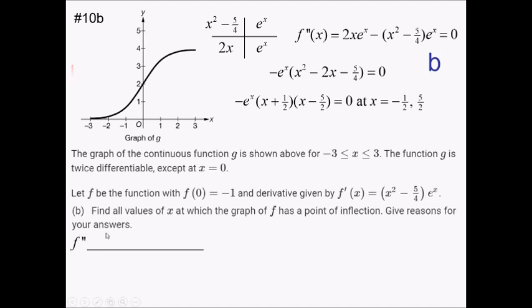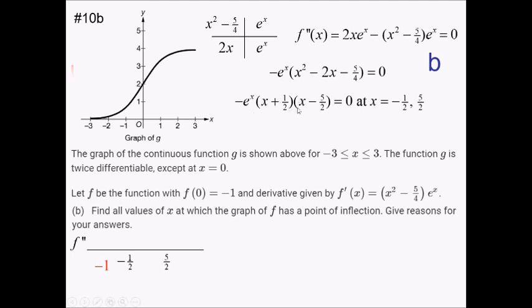I had an f prime line on part A, so it's good that I'm labeling these so people know what I'm actually doing here. I've got critical values at negative 1/2 and positive 5/2, and now testing something in each interval. Something to the left of negative 1/2, that would be negative 1 is a good choice. So plugging that in up here.